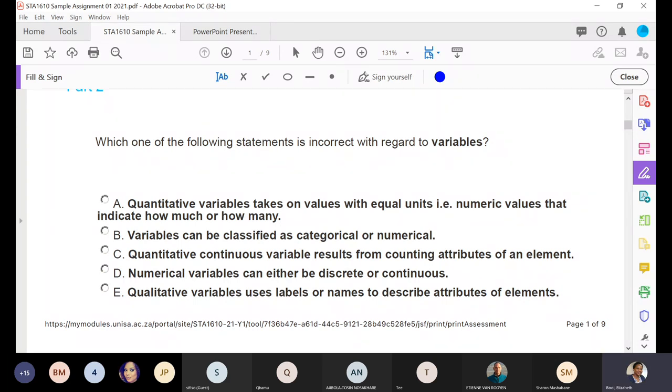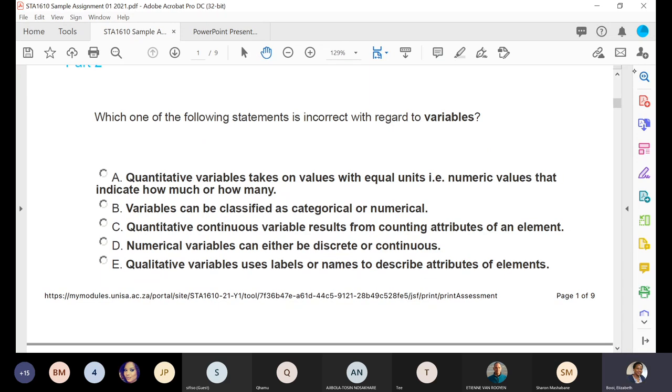Which one is incorrect? B or... Are you saying B is incorrect? Yes, it should be qualitative and categorical, not numerical.